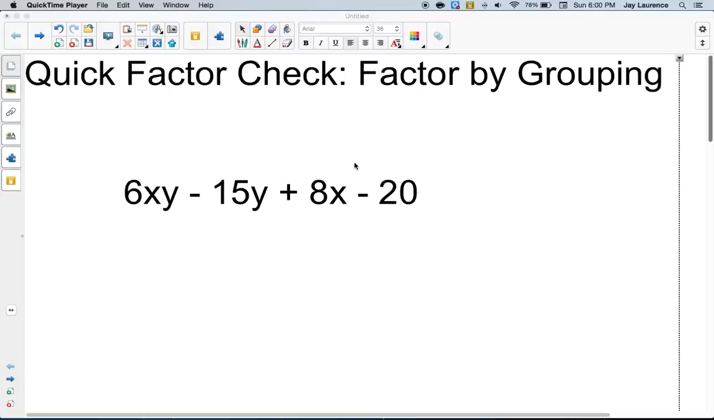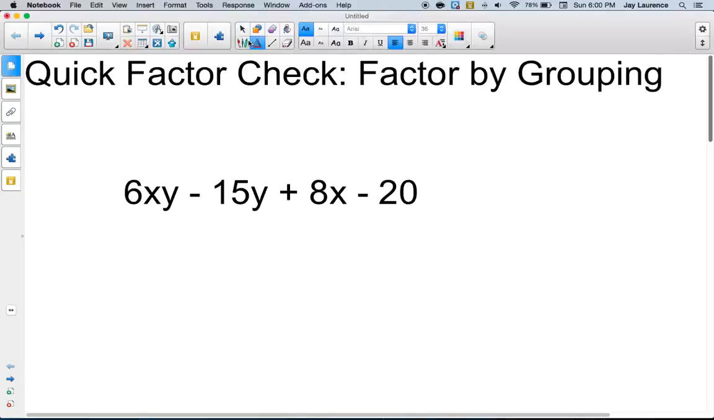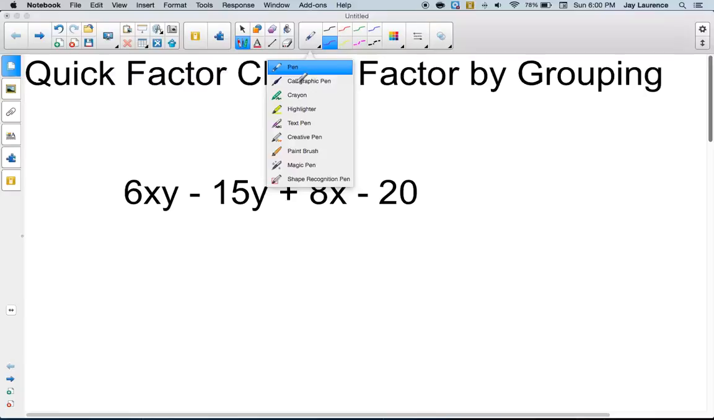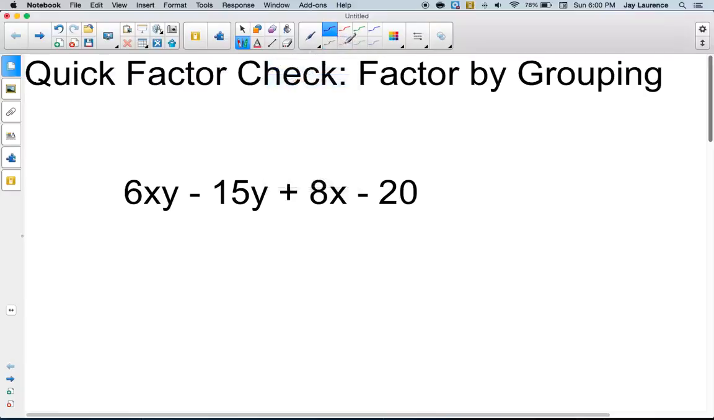Alright, here we go. We're going to factor by grouping. And remember, the way we tell we need to factor by grouping is when there's 4 terms. And I'm going to group the 4 terms into 2 groups. That's why it's called factor by grouping. The only rule for factoring by grouping is when you put them in the groups, you have to make sure there's a GCF.